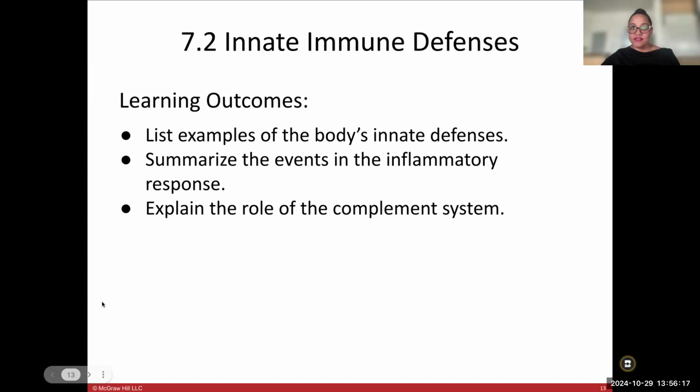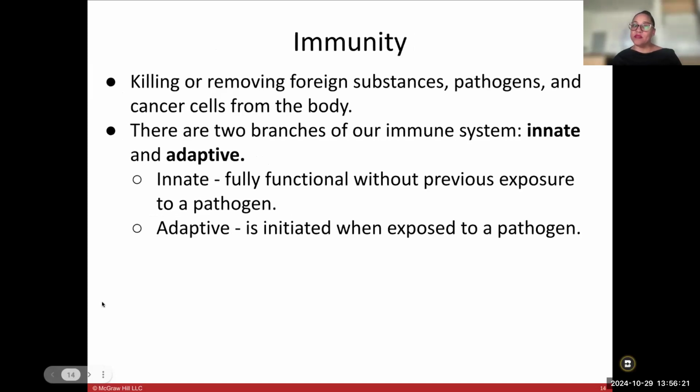Innate immune defenses are next. So immunity is the killing or removing of foreign substances, pathogens, and cancer cells from the body. There are two branches of our immune system, the innate immune system and the adaptive immune system. The innate is fully functional without previous exposure to a pathogen, and the adaptive is initiated when exposed to a pathogen, either naturally or via something like a vaccine.